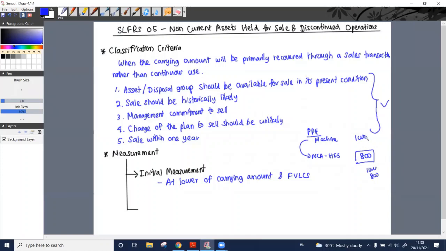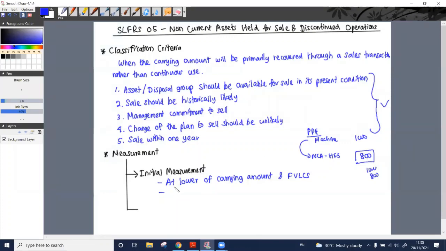Under PPE, we show the carrying amount, unless the subsequent measurement is done on fair value model, right? If we are using cost model for subsequent measurement in PPE, we show it at the carrying amount. Then we need to compare this carrying amount with the fair value less cost to sell, and we need to consider whichever is lower as our initial measurement when it comes to non-current assets held for sale. Right? And if there is a difference, what was 1000 there we now bring here at 800.